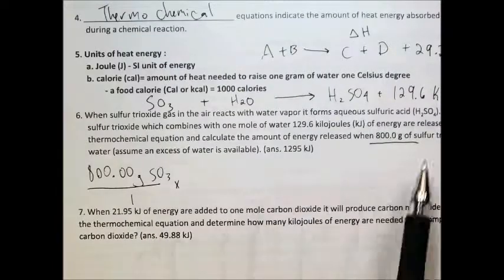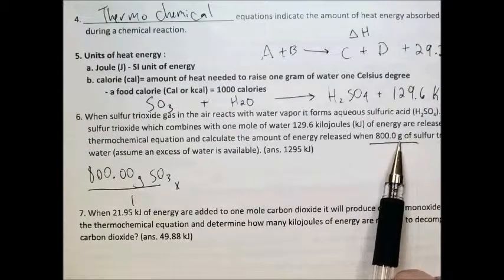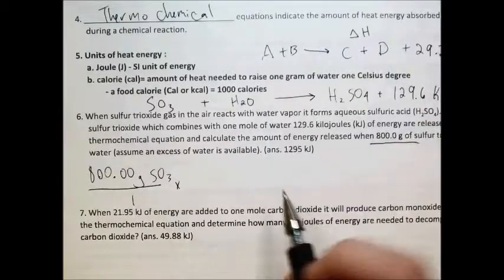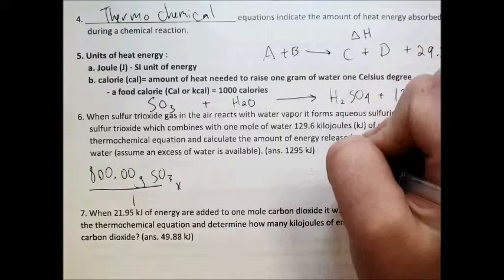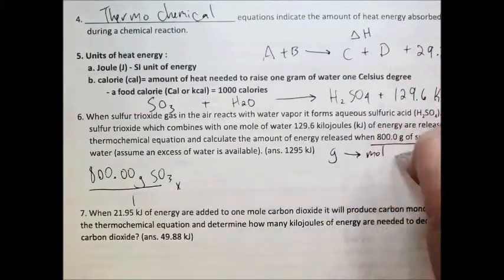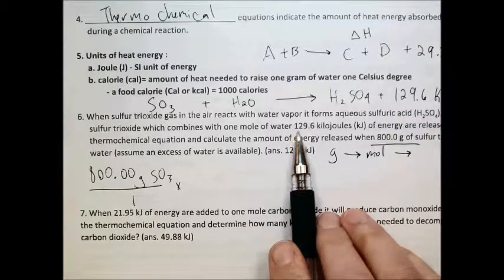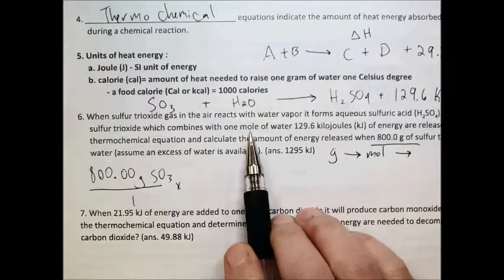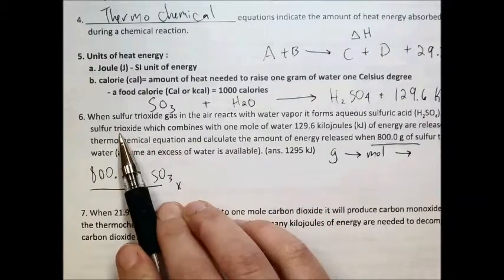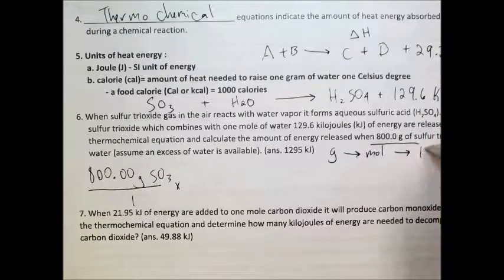So for question number 6, I'm starting with 800 grams of SO3. And I need to find out how many kilojoules are given off. Now I can't go directly from grams to kilojoules, but I could convert grams to moles. And once I figure out how many moles, I know that there's 129.6 kilojoules for every 1 mole of sulfur trioxide. So I could go from moles to kilojoules.